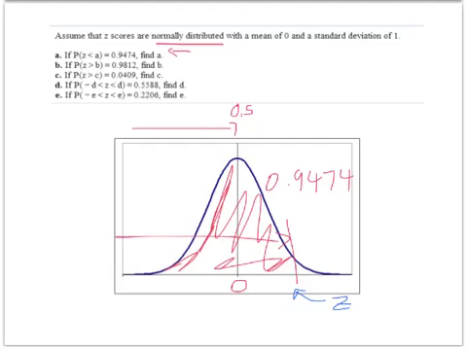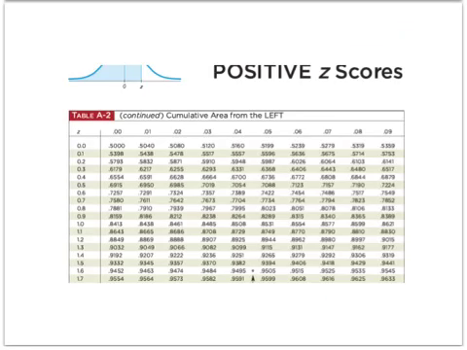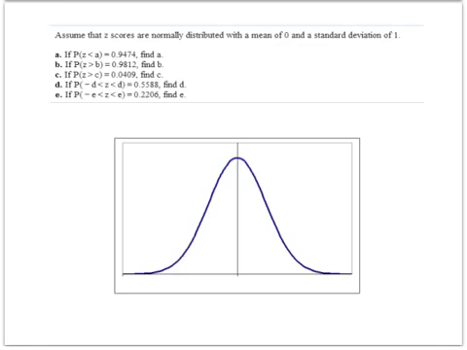This is what you look up in your table, and so we go to our table and we find this value, 0.9474. Here we go. I look for 0.9474 and I find it right there. This tells me that my z value is 1.6 plus 0.02, which would be 1.62. Well, that makes sense because that was to the right of the mean, and it would make sense it would be a positive value.